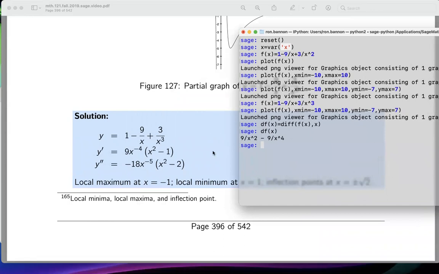I'm looking at their derivative, my derivative. I'm wondering, did I get the same one? And let's take a look at that. Yep, it's the same thing. The only difference is I factored it.